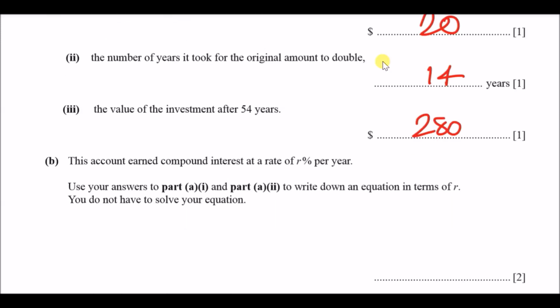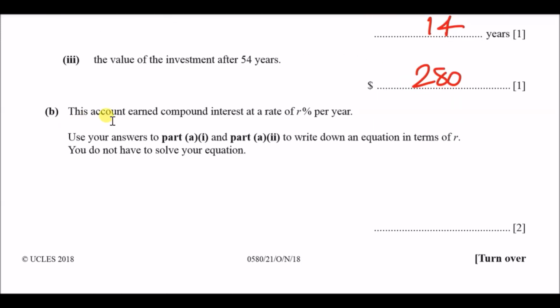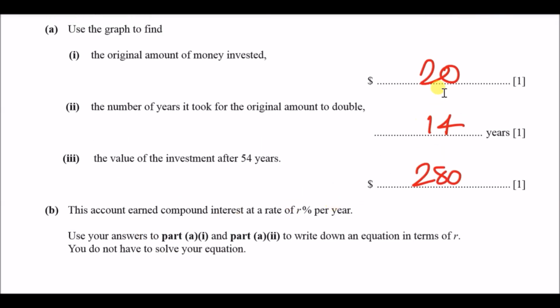Okay, now looking at B. This account earned compound interest at a rate of R% per year. So this is a compound interest formula. Use your answers to part A(i), so the 20 value, and part A(ii), the 14 years, to write an equation in terms of R. You do not have to solve the equation.